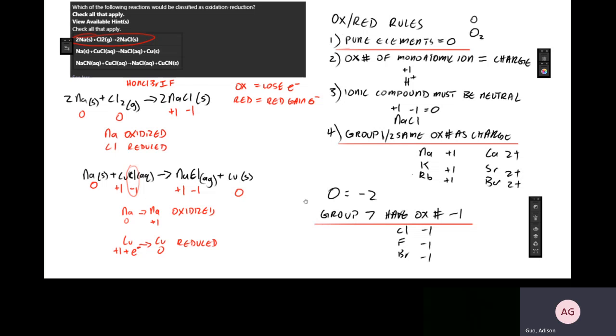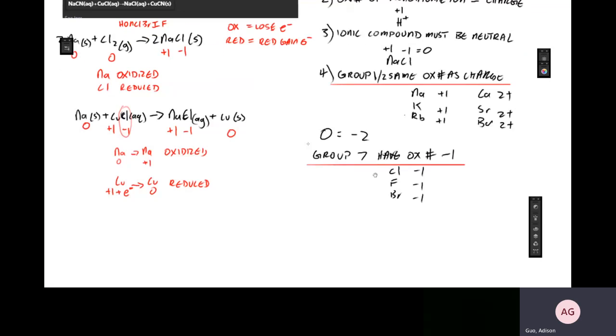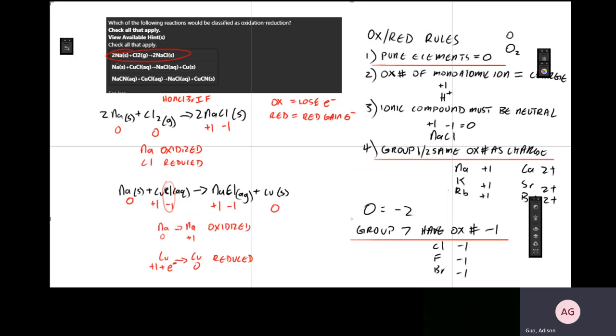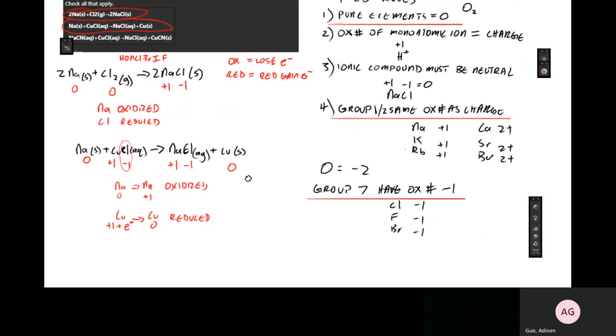All right, so I'm just going to go ahead and extend this distance. If we look over here, we can say that the second one is also an oxidation reduction reaction. Yeah, but how can you say the chlorine? Because chlorine is -1 and the product is also -1, so nothing happens.